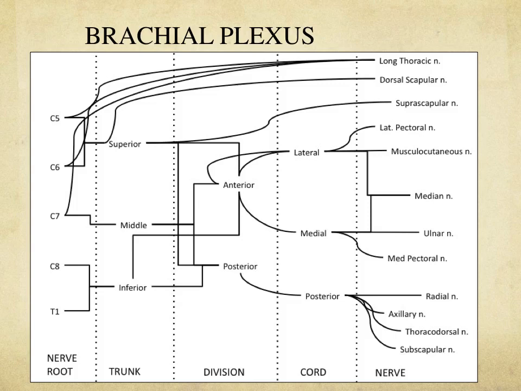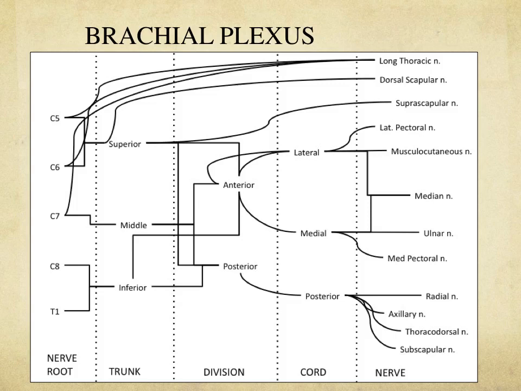The cords themselves are what's going to give rise to all of the nerves that we see within the upper extremity. From the lateral, we're going to get the musculocutaneous. From a combination of the lateral and the medial, we're going to get the median nerve. From the medial, we're going to get the ulnar nerve, as well as the pectoral nerves. So the lateral is going to give rise to the lateral pectoral, and the medial is going to give rise to the medial pectoral.